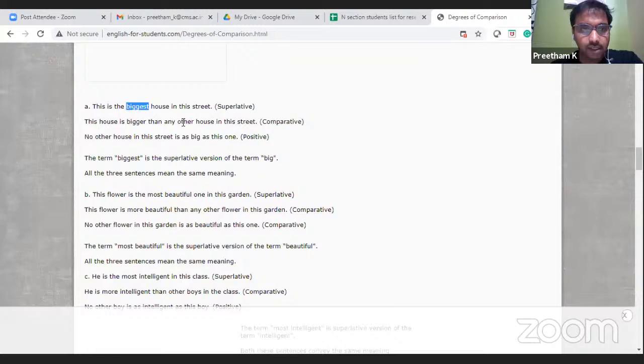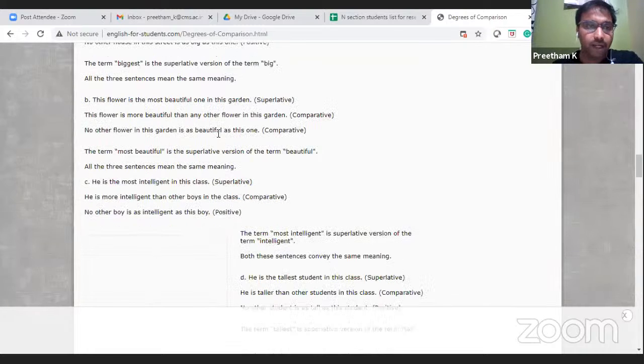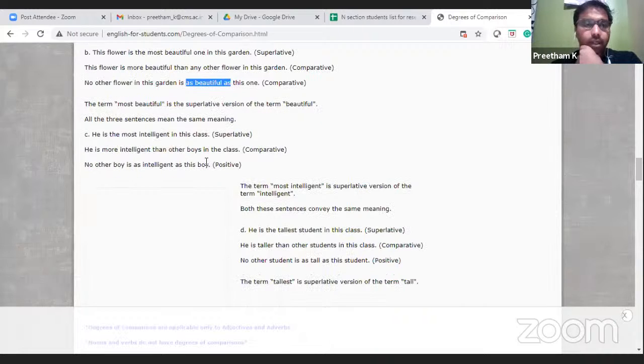The term biggest is the superlative version of the term big. All the three sentences have the same meaning, but in different ways. The flower is the most beautiful one. Look at this, most beautiful. Most denotes superlative. More beautiful, more is comparative. More or the ER form is comparative. As beautiful as: this is the grammatical pattern that we use, as plus adjective plus as. The term most beautiful is the superlative version of the term beautiful. All the three sentences mean the same thing here.